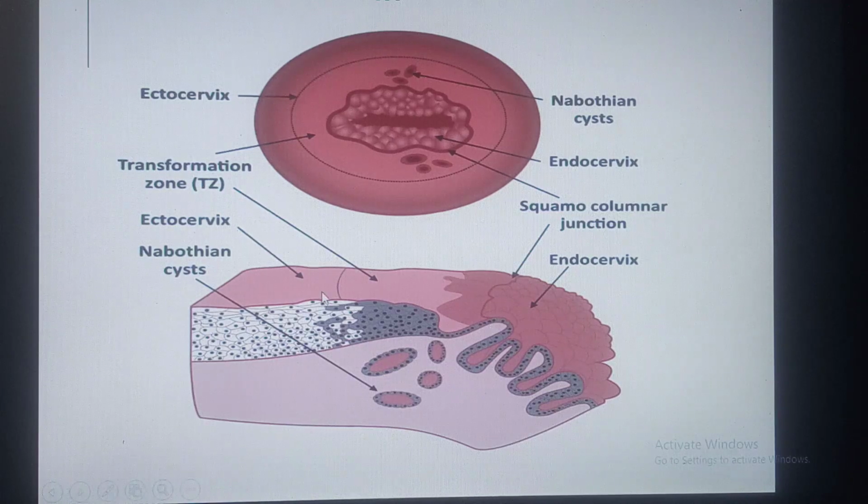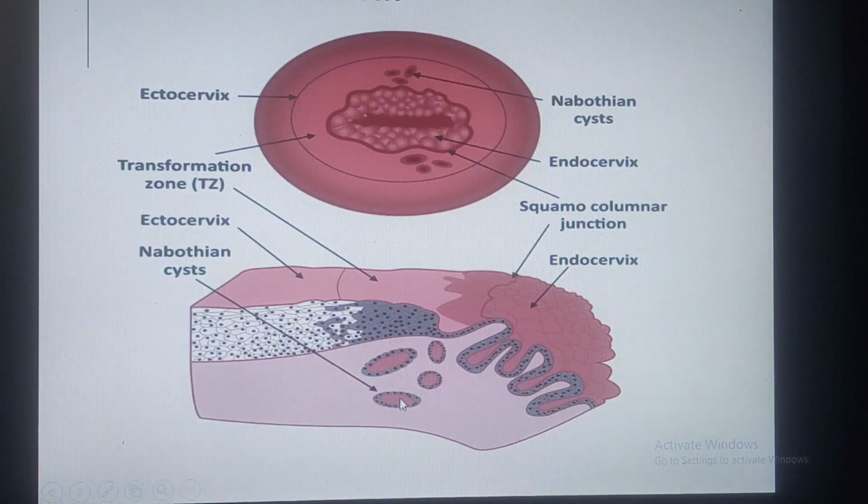So this is the epithelial tissue. We are going to have the ectocervix, then the endocervix, and in between them the transformation zone, the junction also called the squamocolumnar junction. Over there we are also going to have the Nabothian cysts, or Nabothian follicles, which may form here, although they are not normal and are therefore pathological. They don't pose clinical significance.